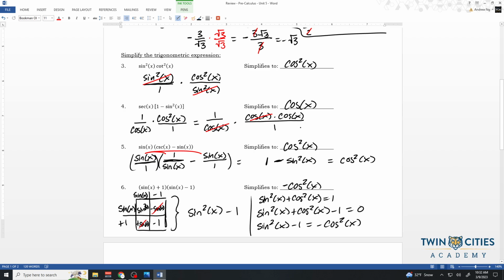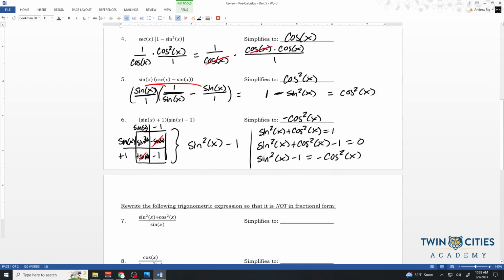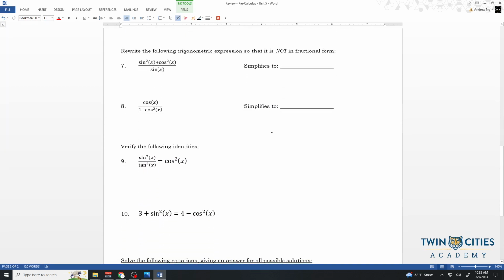All right, moving on to the second page. Let's rewrite the following trig expression so that it is not in fractional form. So sine squared of x plus cosine squared of x over sine of x. Well, Pythagorean identity, sine squared plus cosine squared is 1. So this is 1 over sine of x. And then looking at my reciprocal identities, 1 over sine is cosecant. And that gets rid of the fraction. So this is cosecant of x.